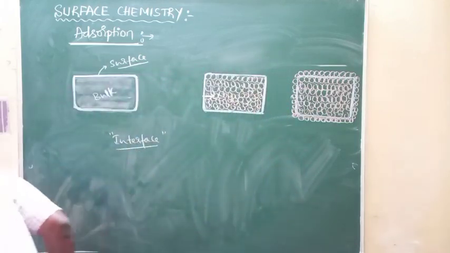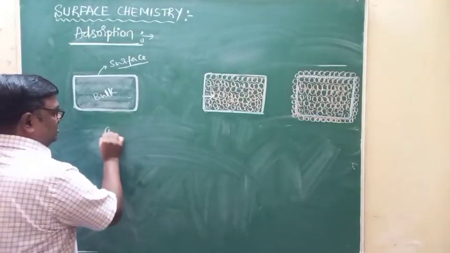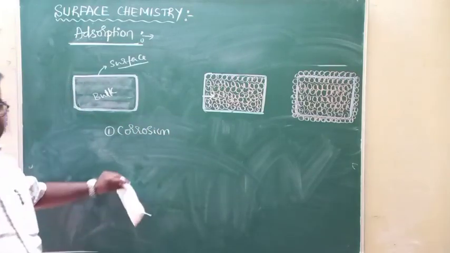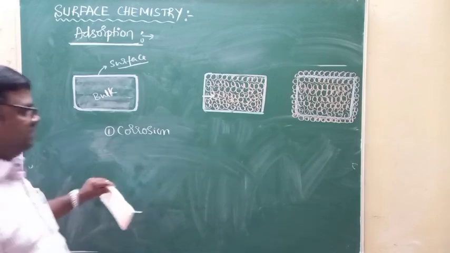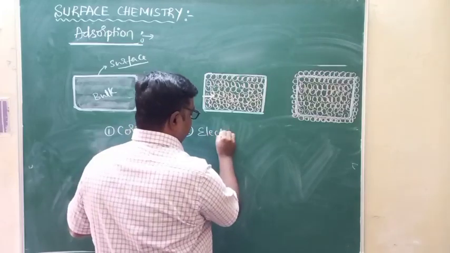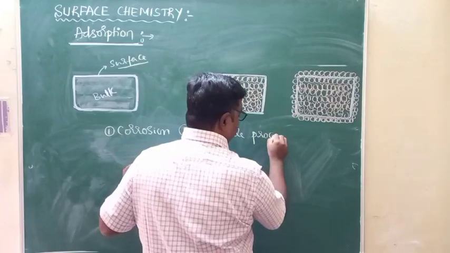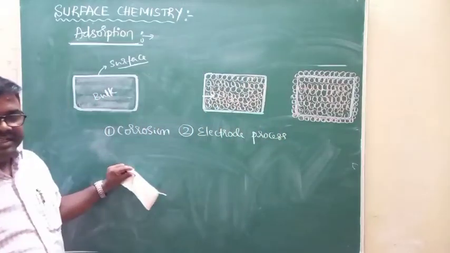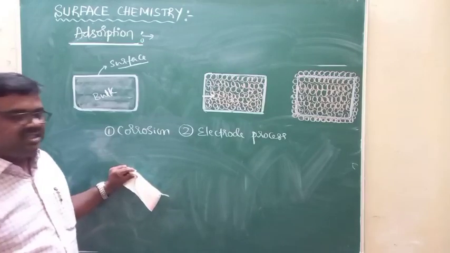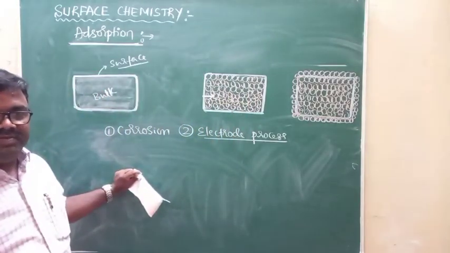As far as the processes occurring at the surfaces are concerned, you know something about corrosion of metals. Corrosion of metals takes place at the surface of metals. Second, it will be electrode processes. Various electrode processes, like electrode reactions, take place at the surface of electrodes. Electroplating is also a surface process, is it not?